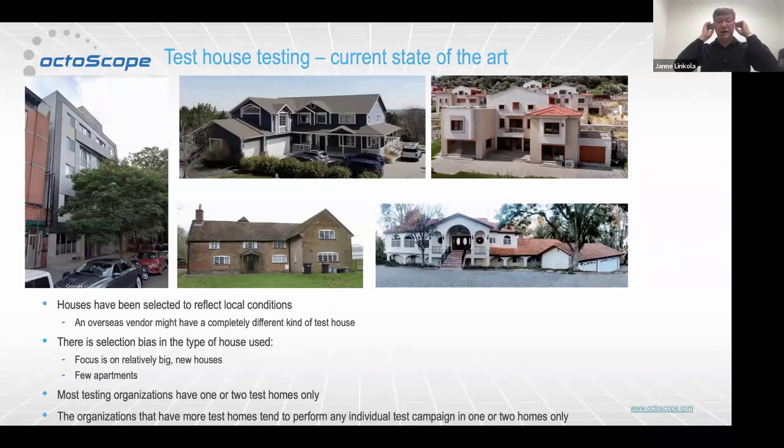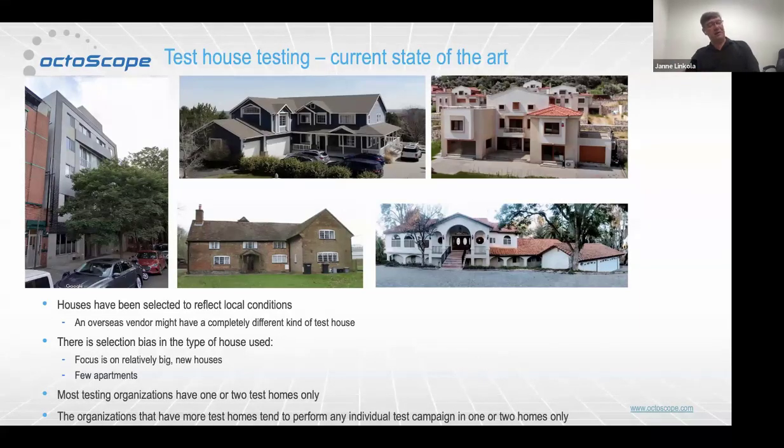So with that in mind, let's have a real look at these test houses that we looked at before. We said that the test houses reflect local market conditions, and to a degree that makes sense. But that causes an issue. Let's say you're an ISP, let's say in the USA, but your vendor may be established in another country. They may not have access to a similar test house to what you are using here. And this might cause an issue of reproducibility between your organization and the organization that's supporting you.